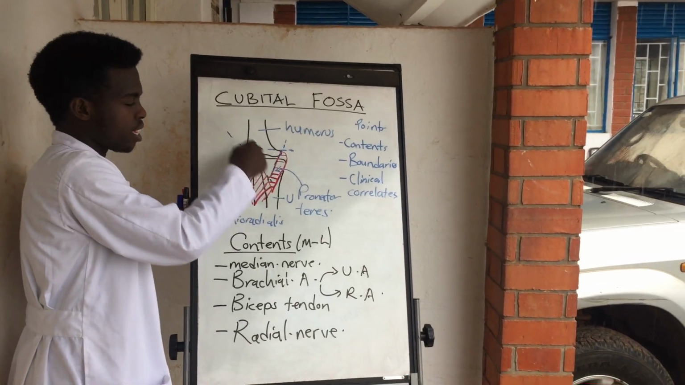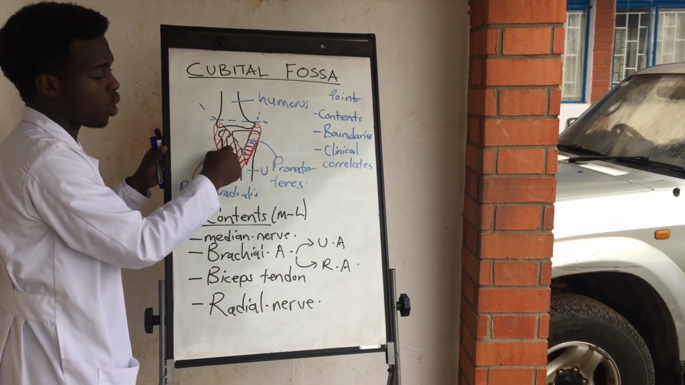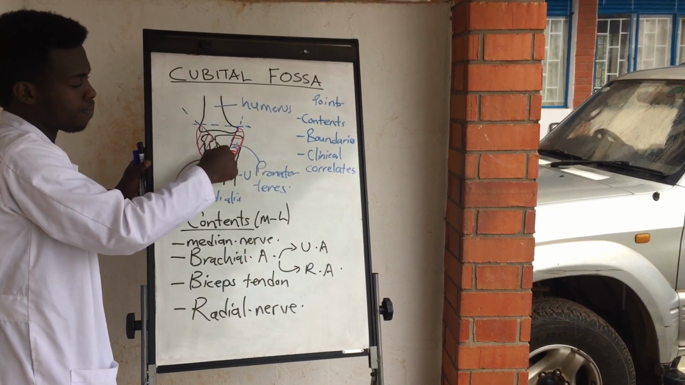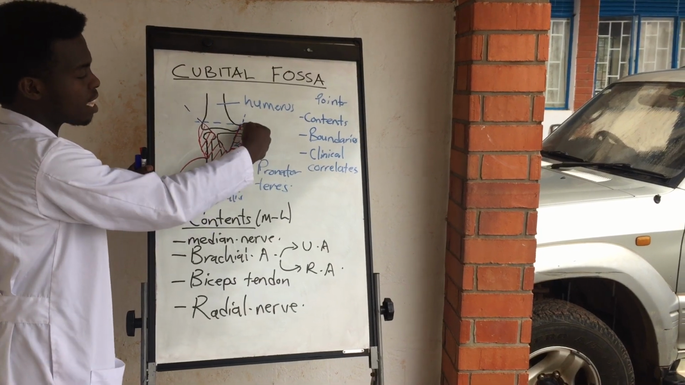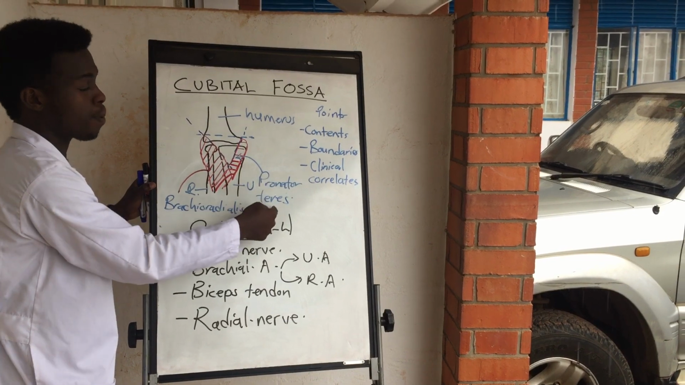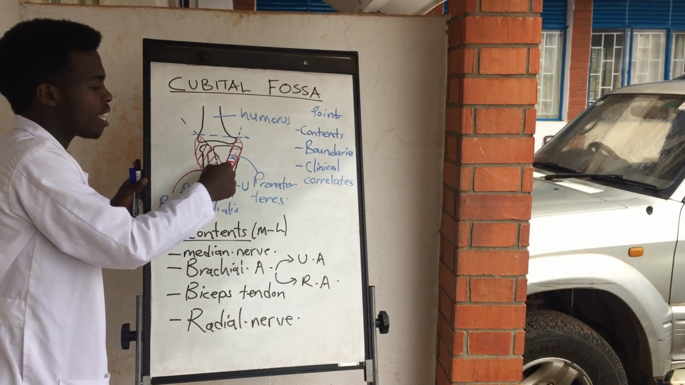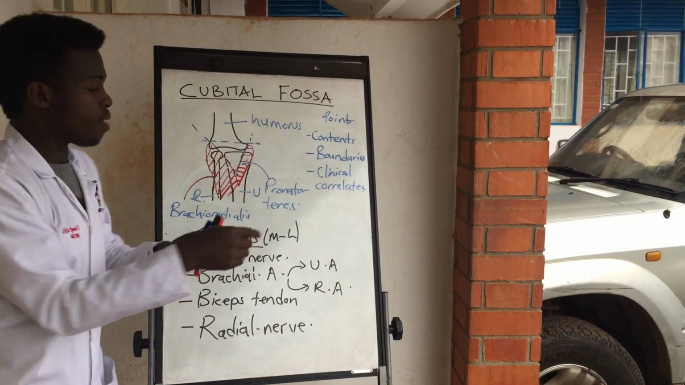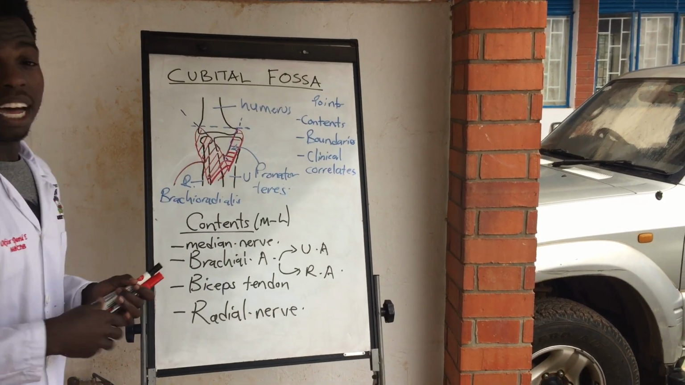So laterally, the Cubital fossa is made by the medial border of the brachioradialis. This is the brachioradialis. Then, when you come to this side, the medial border is made by the lateral aspect of the pronator teres. So we have the apex. Now this apex is formed at the point whereby the brachioradialis comes over the pronator teres muscle.